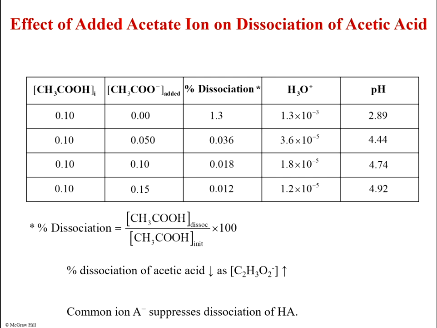But in all 3 cases, we see the percent dissociation of acetic acid decreases as the acetate concentration increases. Therefore, the common ion A- suppresses dissociation of HA. And likewise, HA suppresses the hydrolysis of A-. So they work to counterbalance one another. When you have a weak acid and its corresponding conjugate weak base, they serve as reservoirs, suppressing the dissociation of their counterpart.